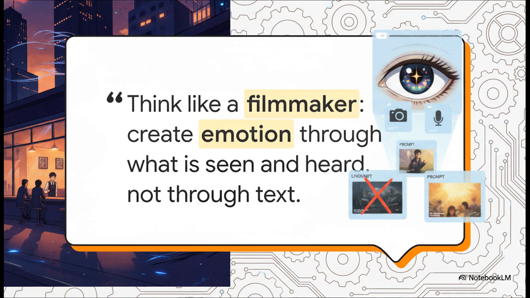Now, this concept is an absolute game changer. Think like a filmmaker. Create emotion through what is seen and heard, not through text. Veo doesn't actually know what loneliness feels like. So if you just type a lonely man, you are totally leaving it up to chance. Instead, you have to visually show it. Think about how you'd recreate the mood of Edward Hopper's famous Nighthawks painting. You wouldn't type lonely. You'd type visual cues, right? Customers sitting far apart, a server avoiding eye contact, an empty dark street outside, maybe the sound of a strong howling wind. You build the emotion through the visual distance, the lighting, and the audio.